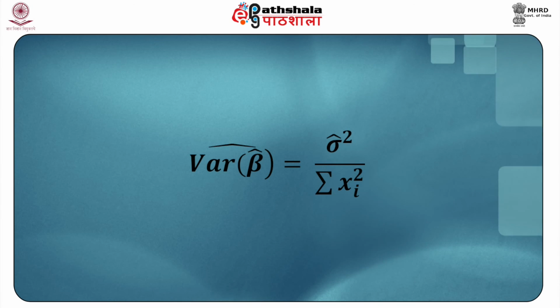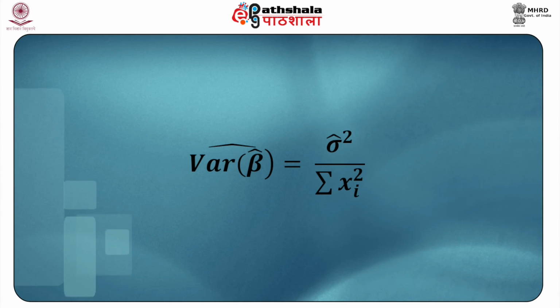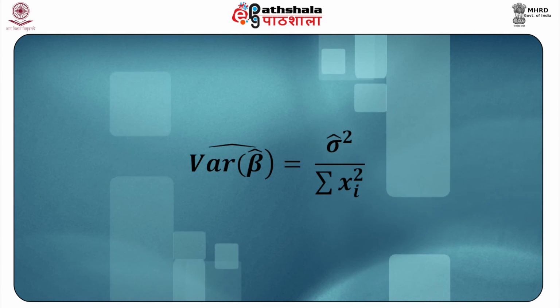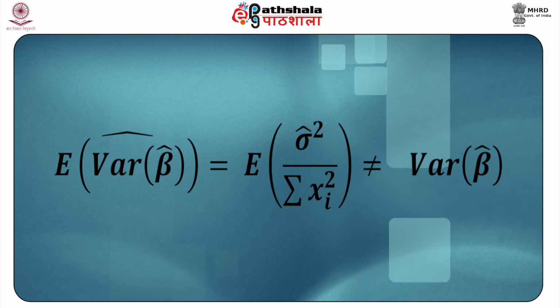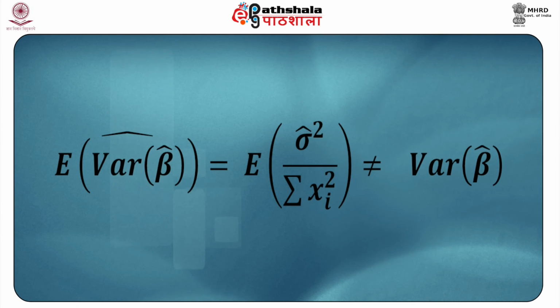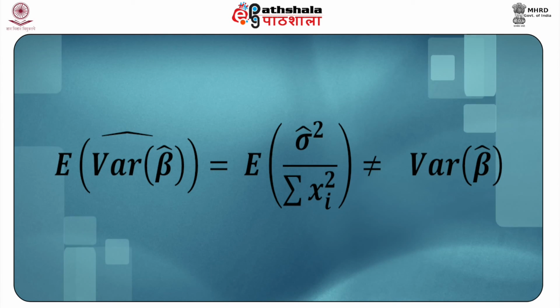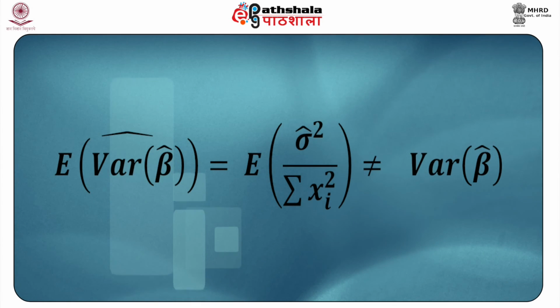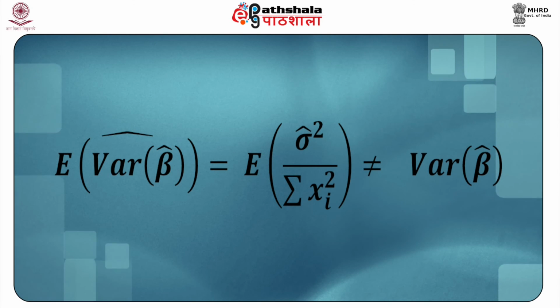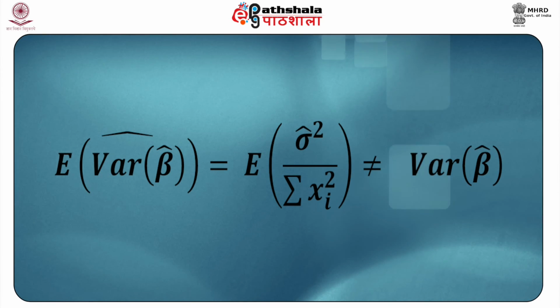The OLS procedure that ignores heteroscedasticity gives an estimate of variance of beta hat as sigma hat square upon sigma xi square. Now the expected value of this estimated variance of beta hat is equal to the expected value of sigma hat square upon sigma xi square and is not equal to variance of beta hat. The OLS estimator of variance of regression coefficient is thus biased and inconsistent.